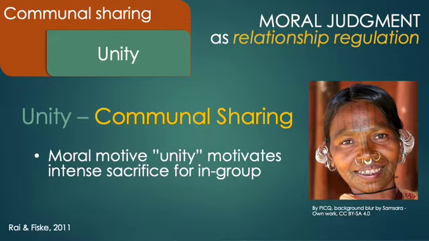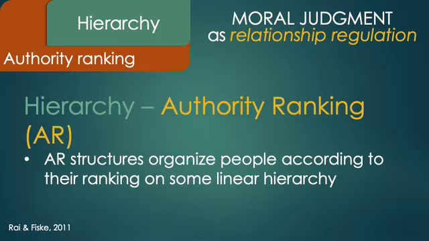Uniforms, the use of uniforms, and also rituals related to blood and sex, dance, mimicry, and other kinds of synchronous movements. These are all used to serve as cues that I'm like the other people in my group. Contrast communal sharing with a very different kind of relational model, authority ranking. The authority ranking relational structure organizes people. It places them according to their rank on some linear hierarchy, like dominance, authority, or age.